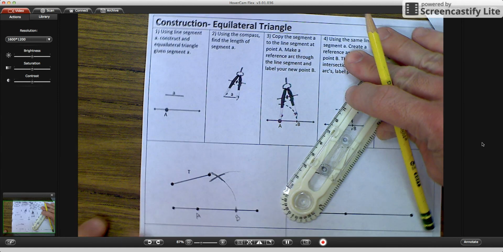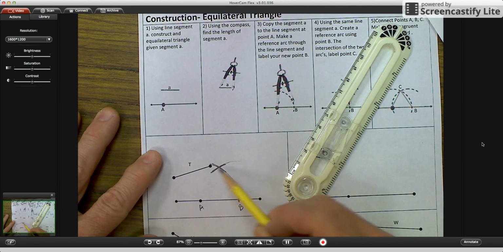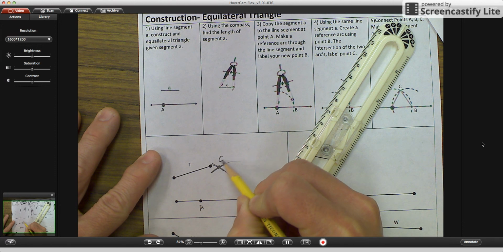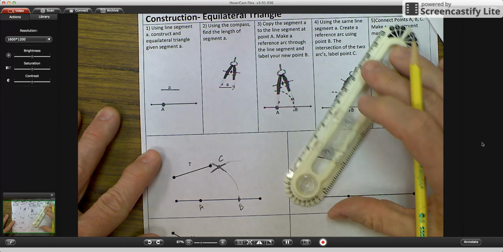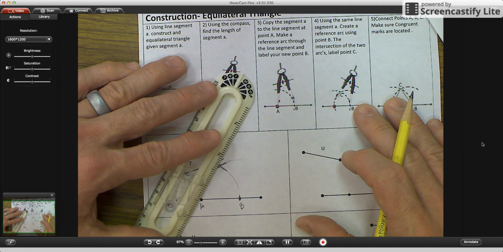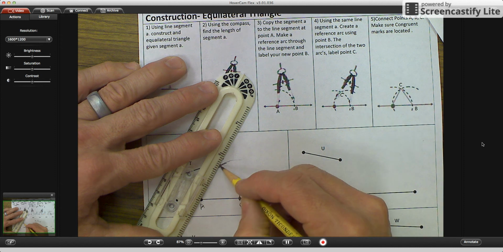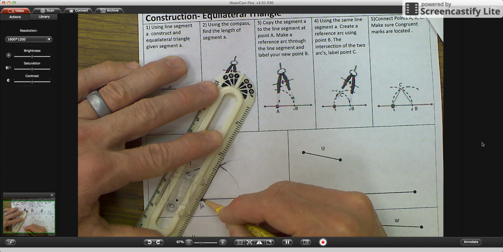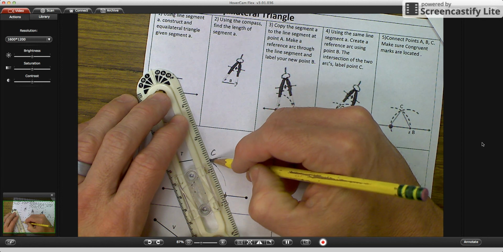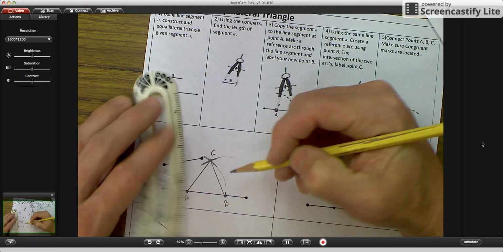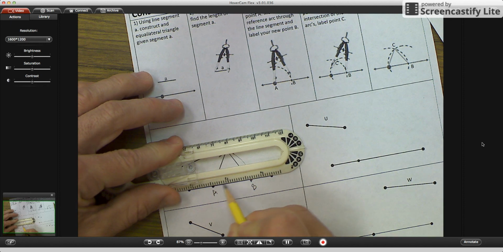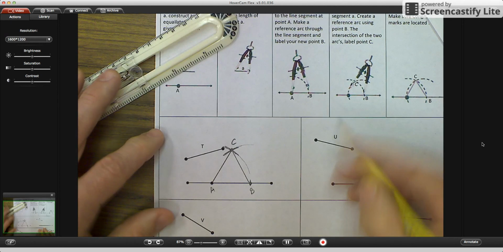And at the location where both of those arcs intersect becomes point C on your triangle. Okay, and now we're going to take our straight edge and we are going to connect AC. We're going to connect BC. We're going to connect AB. And AB already has the line connected there for us.